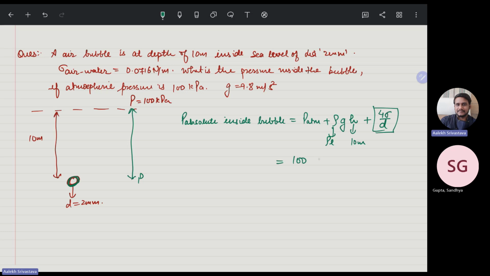So PATM is 100 kilopascal, so 10 raised to the power 5 plus 1000 is the density of water into 9.8 into 10 plus 4 into sigma is 0.0716 divided by the diameter, that is 2 mm, 2 into 10 raised to the power minus 3. And if you solve everything, this will come as I think 198.14 kilopascal. Yeah, this is the value 198.14. This is the absolute pressure of the air bubble.